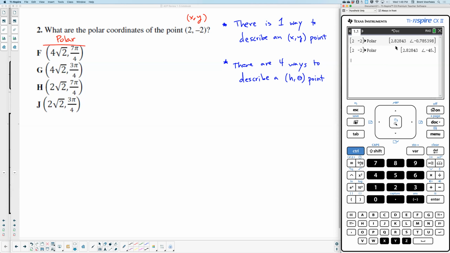Okay, so it says the value should be 2.82. As I look on these, I don't have a 2.82, but I do have square roots. Let's figure out which square root is right. Is it 2 square roots of 2? Or is it 4 square roots of 2? Which one happens to be the correct decimal there? 2 square roots of 2. So we can eliminate F and G.